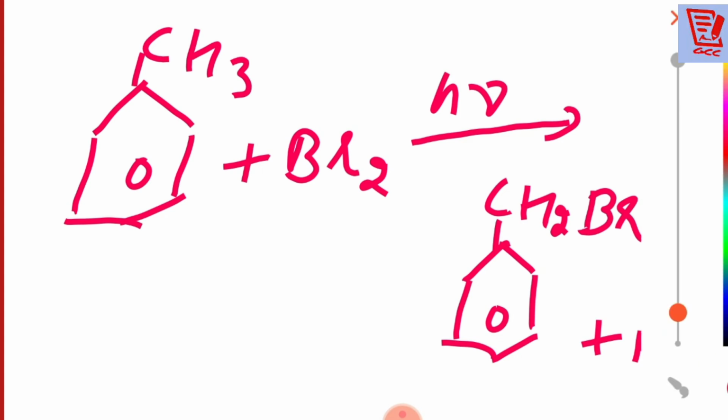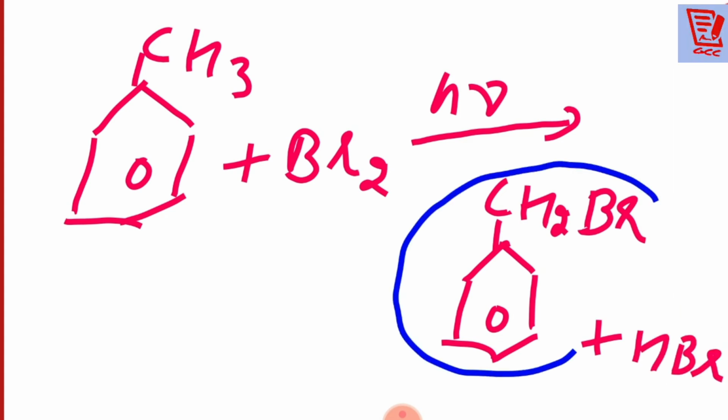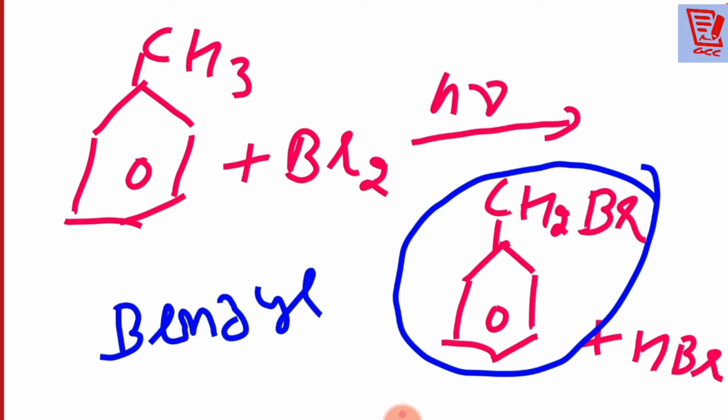I think you know the name of the product very well. I told you previously in class that when the CH2 group is directly attached to benzene, this is called benzyl. What will its name be? Benzyl bromide. Benzyl bromide. Clear, students, all of you? Are you getting my point? So this is the preparation.